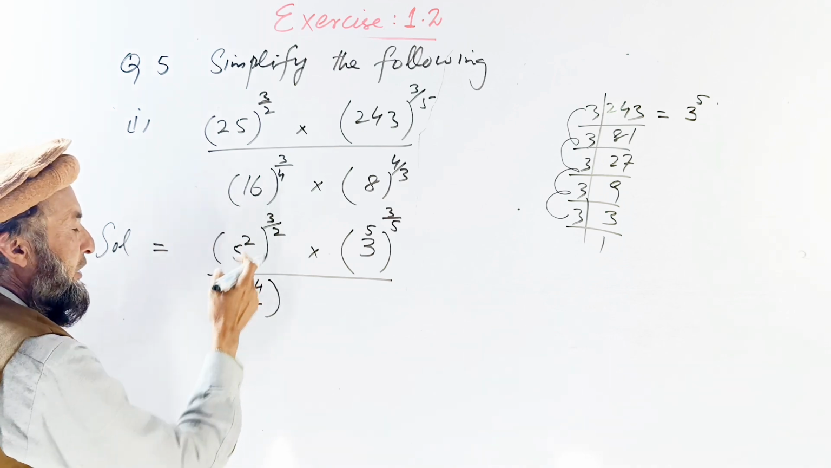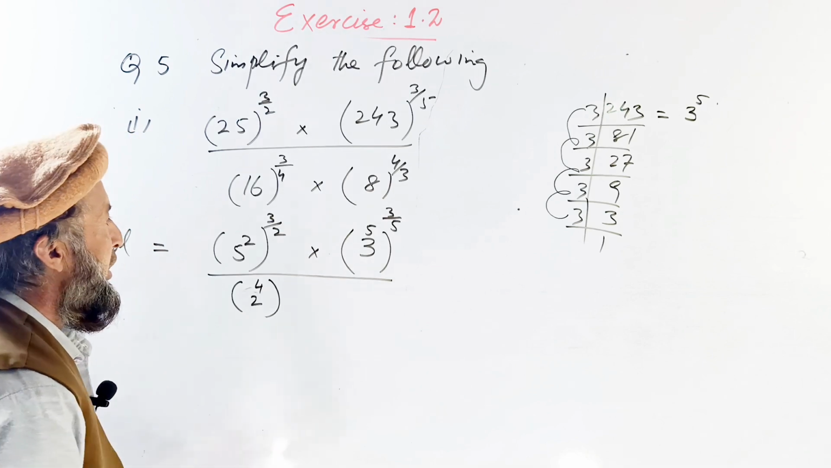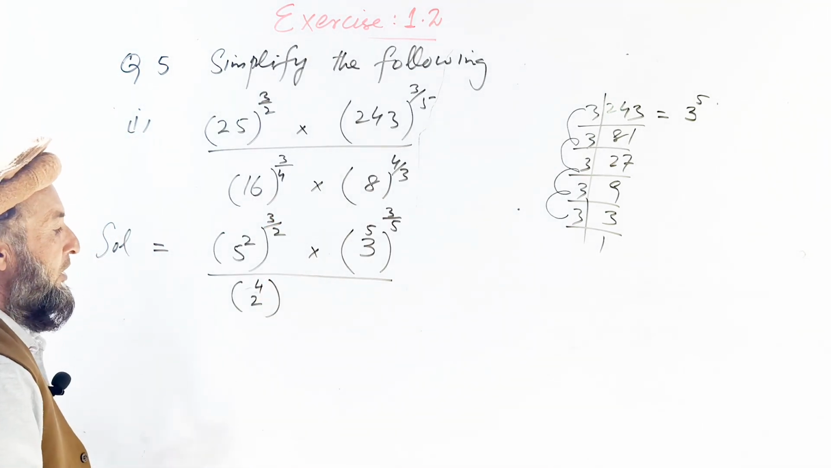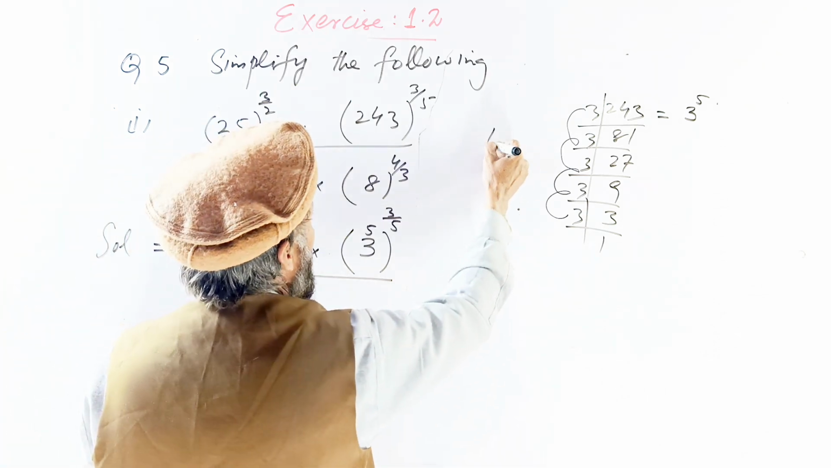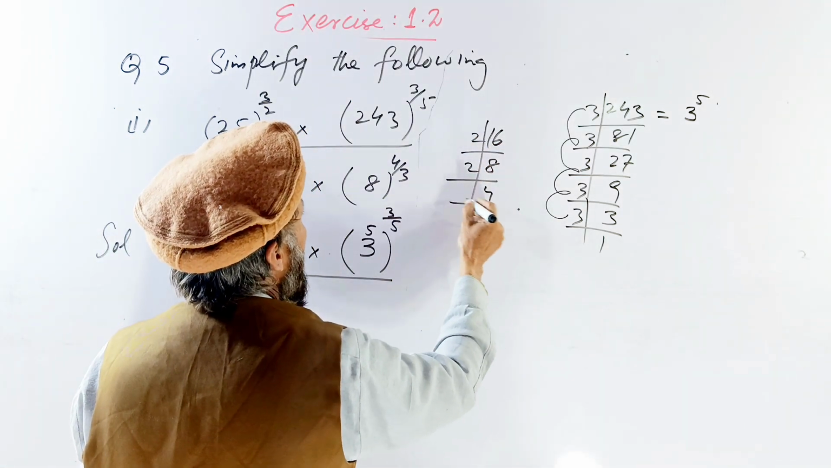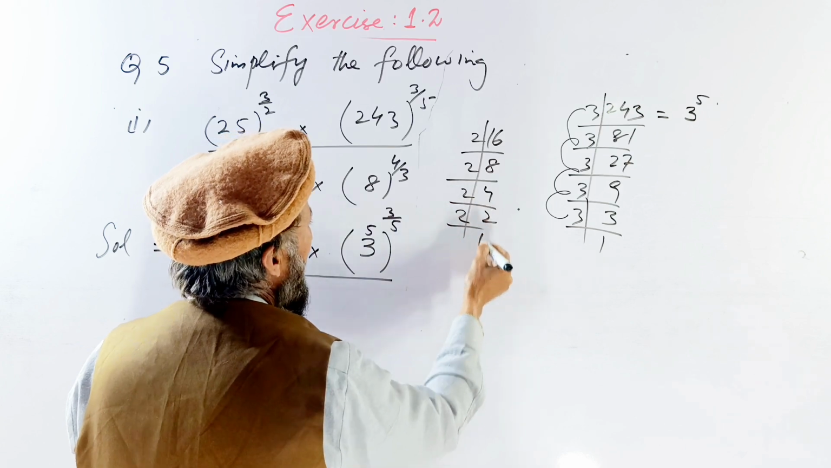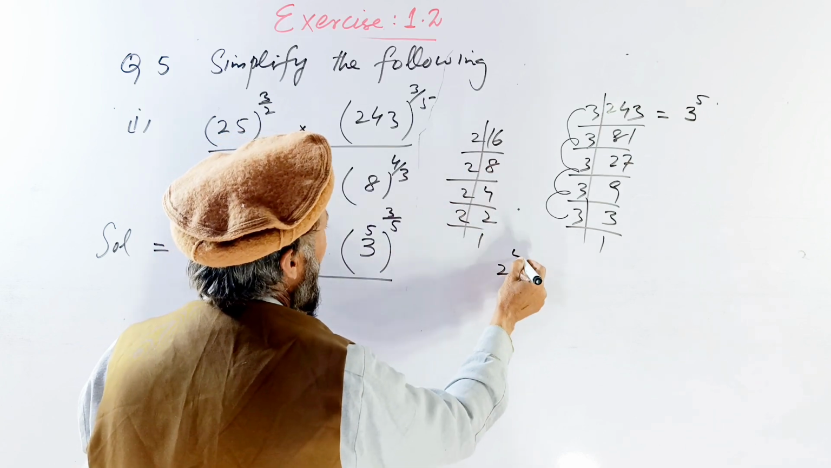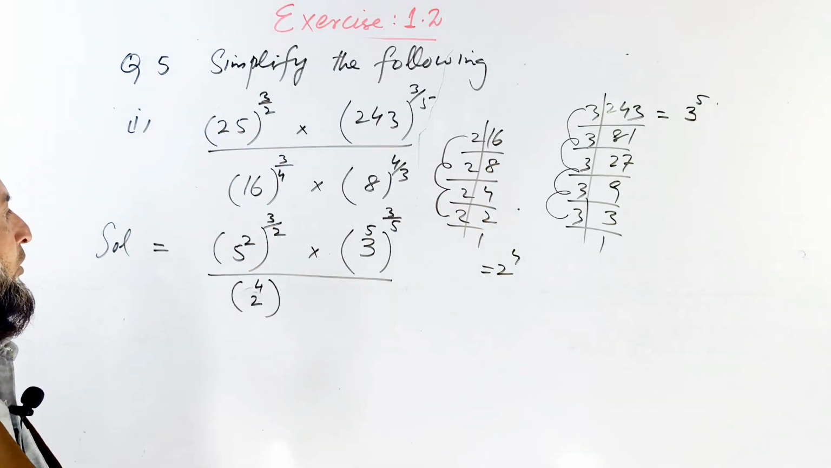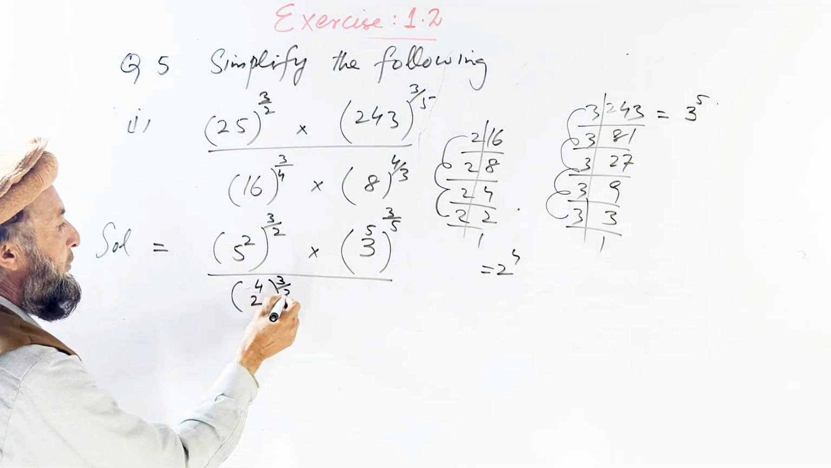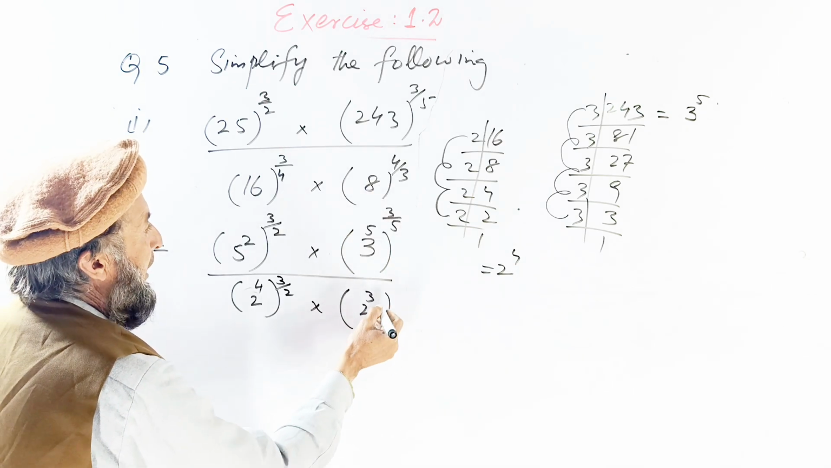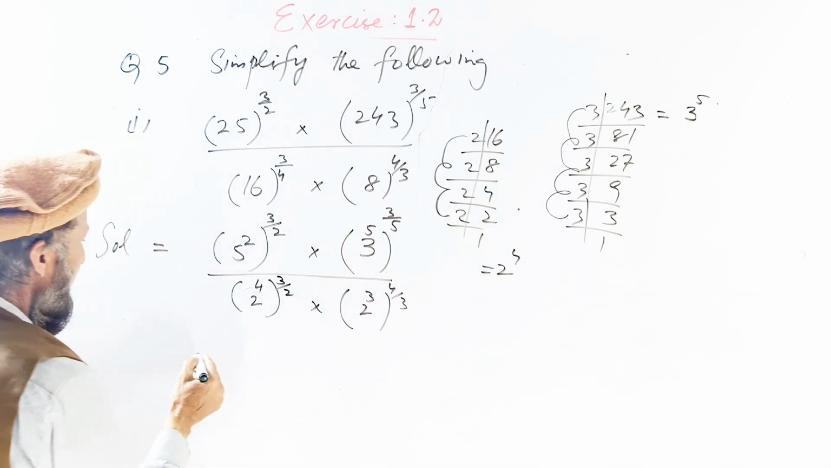From here we could also write 4 square, but we will change this one because here the denominator of the power is 4. It means here we can write 16. 16 divided by 2 is 8, 4, 2, and 1. It means we get 2 power 4, four times. So we get 2 power 4 to the power 3 by 2. Similarly, here we can write 8 as 2 power 3, to the power 4 by 3.